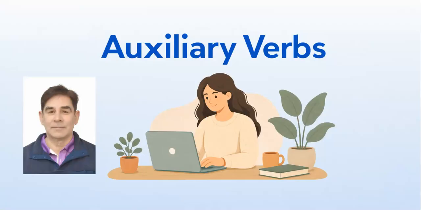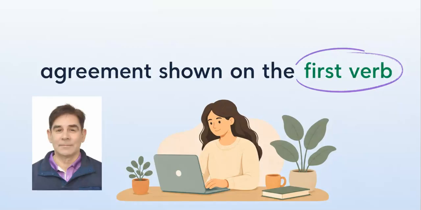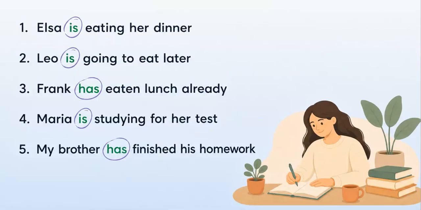Auxiliary verbs. With auxiliary verbs, there are several verbs in a sequence, but the agreement is shown only on the first verb. For example, Elsa is eating her dinner. Leo is going to eat later. Frank has eaten lunch already. Maria is studying for her test. My brother has finished his homework.